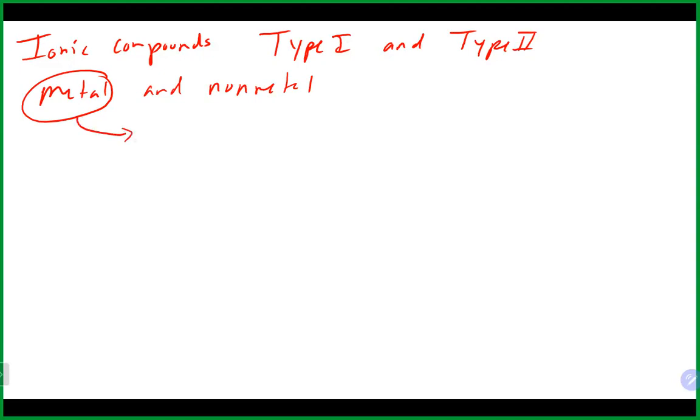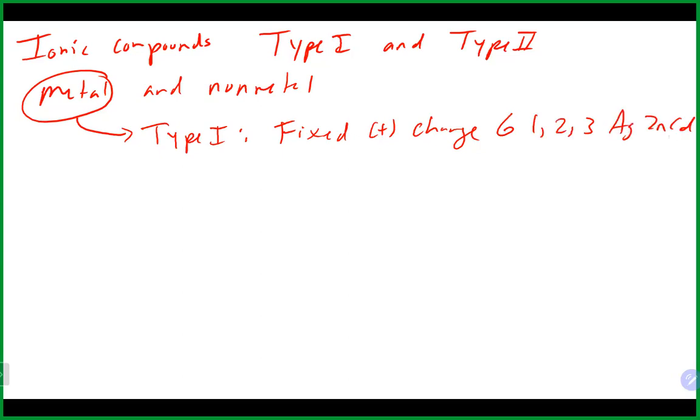If that metal is a type 1, it means it has a fixed positive charge. That's usually our groups 1, 2, 3, silver, zinc, or cadmium. When we have those type 1 guys, because they have a fixed positive charge, we don't have to worry about telling anybody what the charge is on the metal, because it can only have one type of charge. So we do use the whole name of the metal, and we give our non-metal the IDE ending. That's pretty much straightforward.